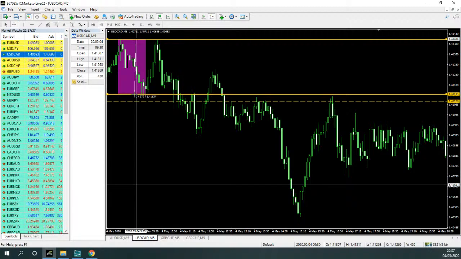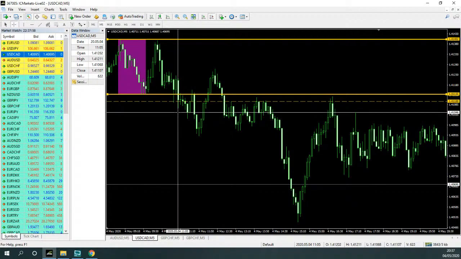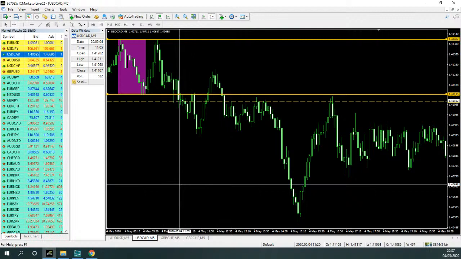Today it's about 27 pips on USD CAD. So Die Hard, well done. You made 27 pips today on USD CAD. Great. If you had done maybe 0.1, a mini lot, that would be $27. It's not bad. But if you do a standard lot, you know, that's $270.